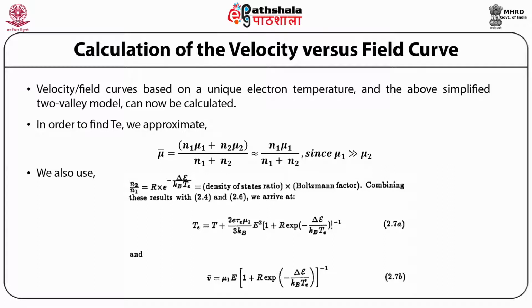So now if we combine these two equations, then we get T_E equal to T plus 2 tau_E mu_1 divided by 3 k_B, multiplied by E squared, multiplied by [1 plus R exponential(minus delta E divided by k T_E)] to the power minus 1, and V bar equal to mu_1 E multiplied by [1 plus R exponential(minus delta E by k T_E)] to the power minus 1.